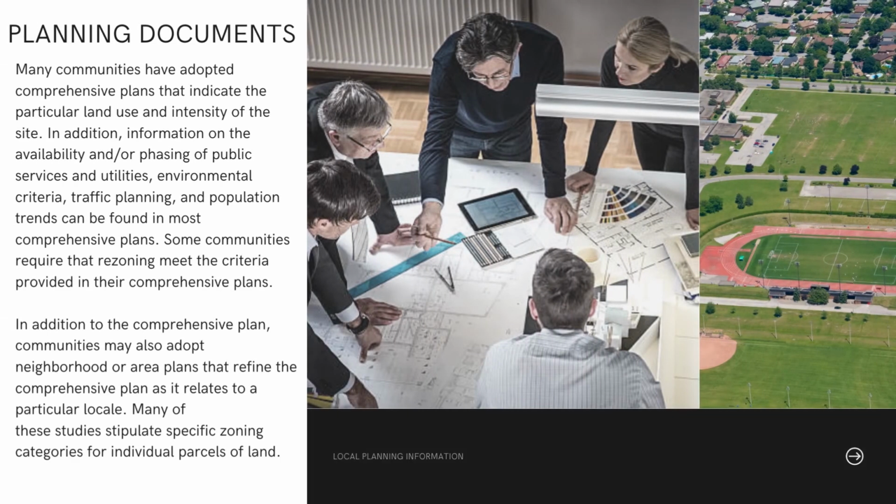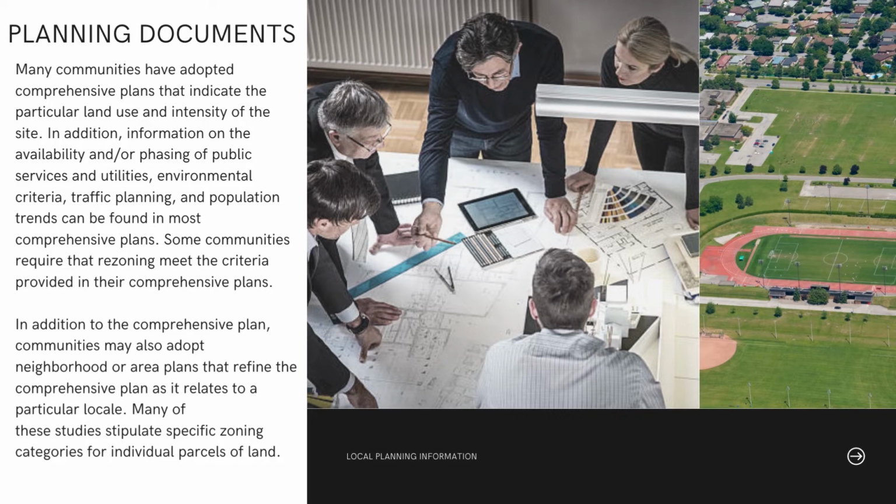First on our list is the planning documents. Many communities have adopted comprehensive plans that indicate the particular land use and intensity of the site. In addition, information on the availability and or phasing of public services and utilities, environmental criteria, traffic planning, and population trends can be found in most comprehensive plans. Some communities require that rezoning meet the criteria provided in their comprehensive plans.